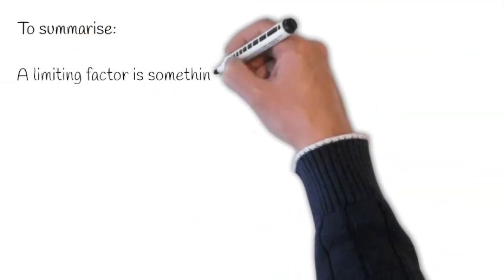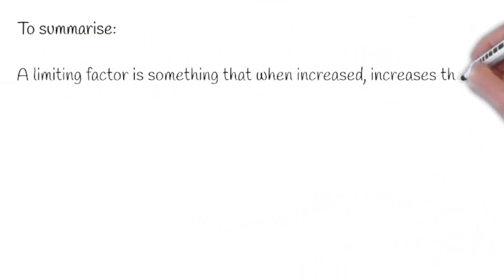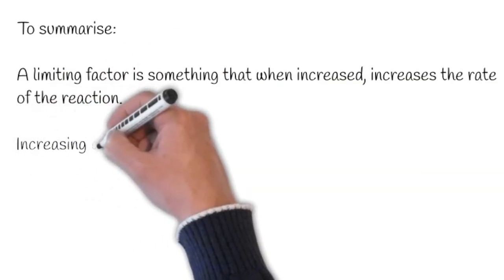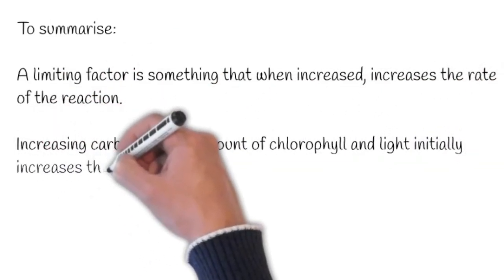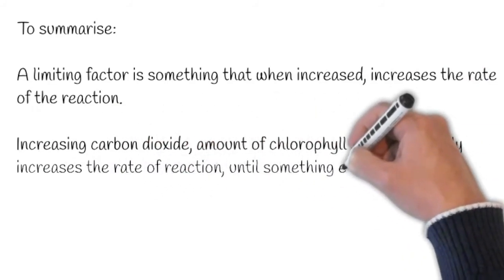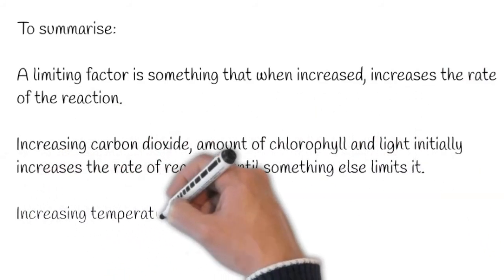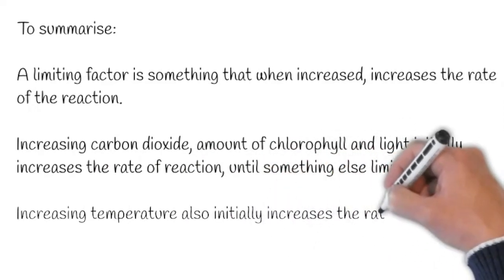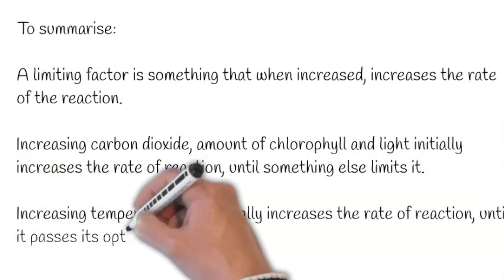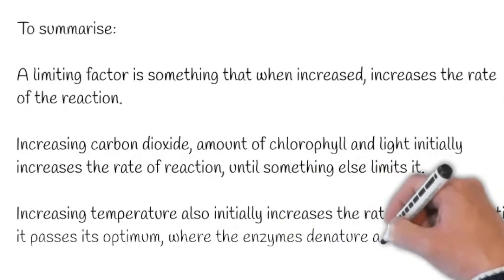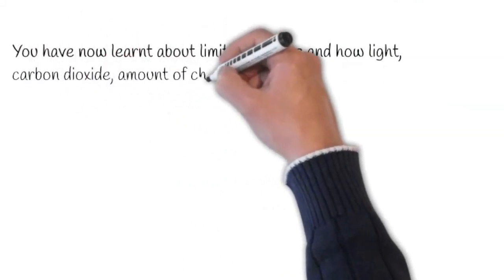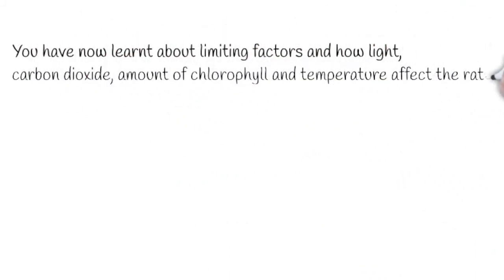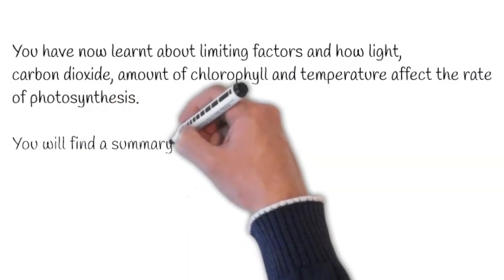To summarize, a limiting factor is something that, when increased, increases the rate of reaction. Increasing carbon dioxide, amount of chlorophyll and light initially increases the rate of reaction until something else limits it. Increasing temperature also initially increases the rate of reaction until it passes its optimum, where the enzymes denature and the reaction stops. You have now learnt about limiting factors and how light, carbon dioxide, amount of chlorophyll and temperature affect the rate of photosynthesis.